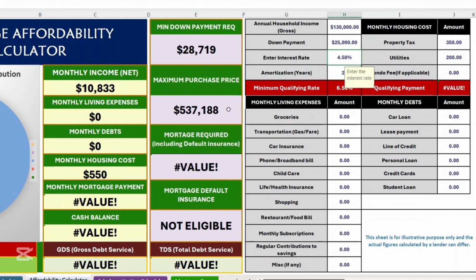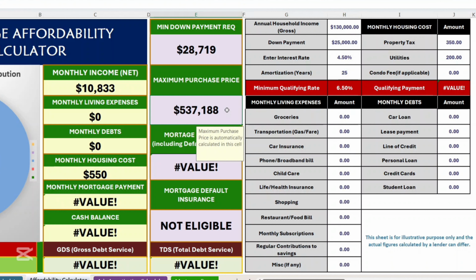Now, the other thing here is, even after inputting the down payment, some of the cells are still showing the invalid output. That is why, because if you see on the basis of this maximum purchase price, which the calculator has calculated, on the basis of that, the minimum down payment to buy a home is $28,719. If the minimum down payment to buy the home is $28,000, how can we buy a home with only $25,000? It means we have to increase our down payment if we want to buy the maximum purchase price calculated by this sheet.